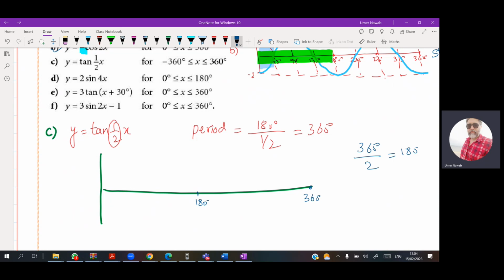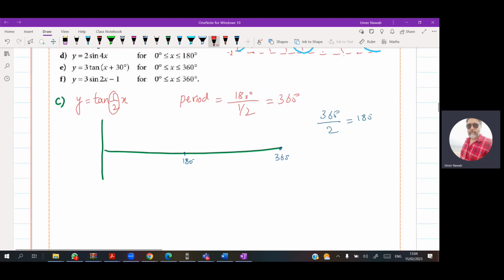So 360 degrees. If I put here 180 degrees, what type of thing am I going to get? I'm going to get this, because tan of half of 180 is tan of 90, and tan 90 is infinity. So what type of graph comes in front of me? I'm going to get a graph like this, and here it is like this.